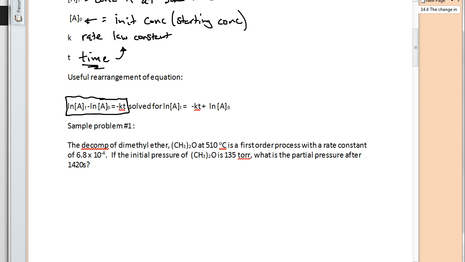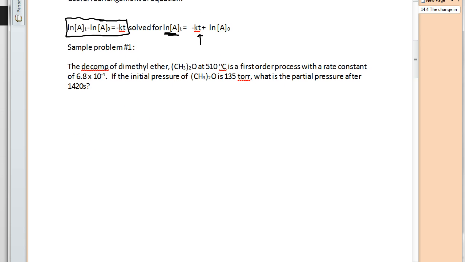It's sometimes nice to solve this for the concentration at time, because it's often what is being asked of us: what's the concentration after a certain amount of time, although sometimes we're actually asked to solve for the time as well. And so here I'm going to do two sample problems, one solving for each one, and talk you through how we figure this out. So here comes sample problem number one.